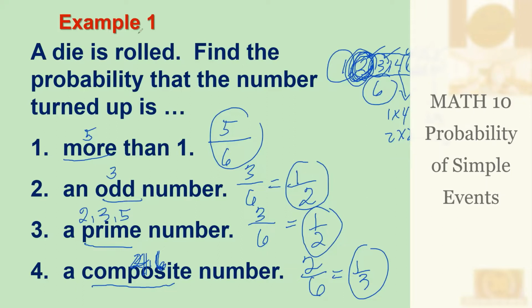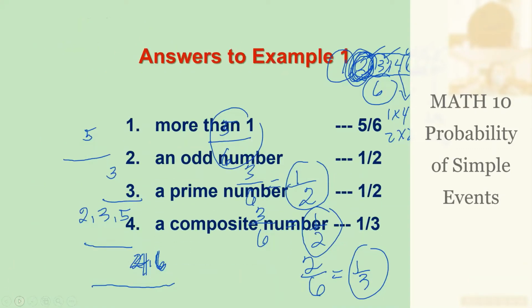So these are the answers. Let's see if our answers are correct. Next slide. Miss, I answered it in percent. Is that still valid? Yes, that can also be. It's okay. Okay, 5 over 6, check; 1/2, check; 1/2, check; 1/3, check. Okay, I hope you got it. Next.